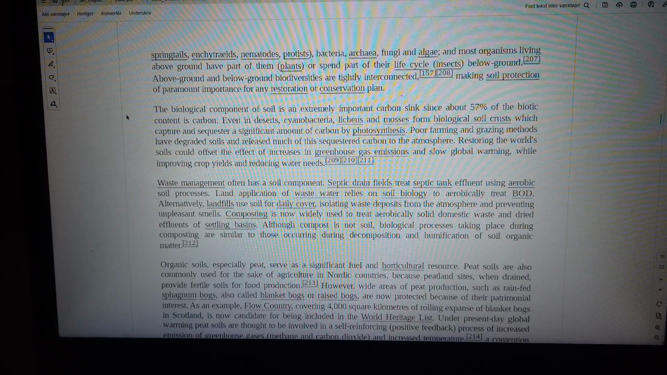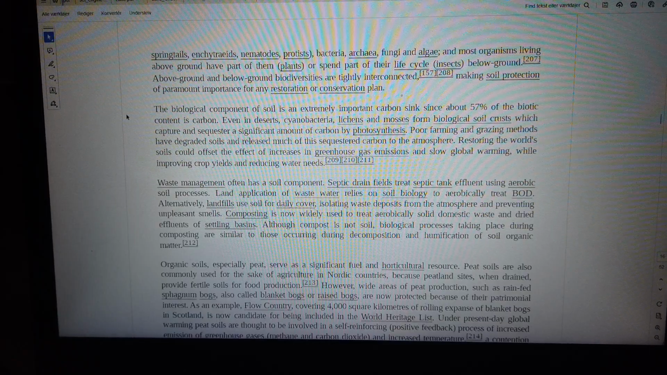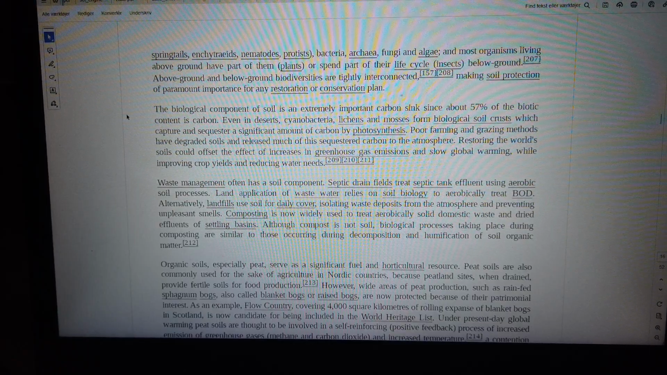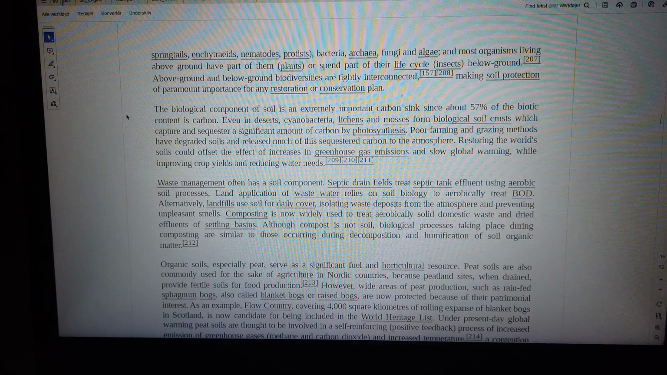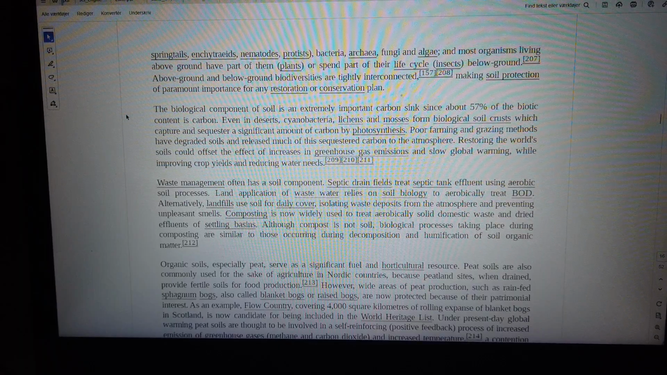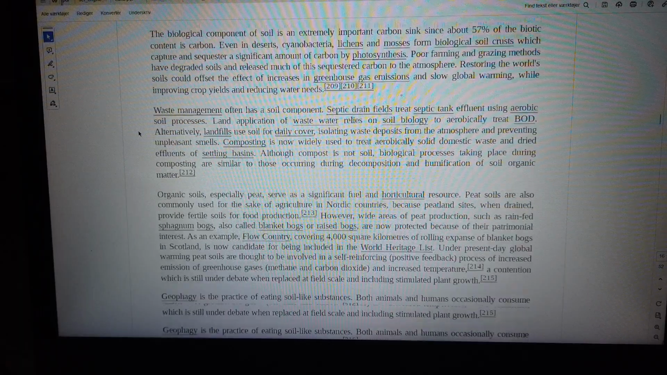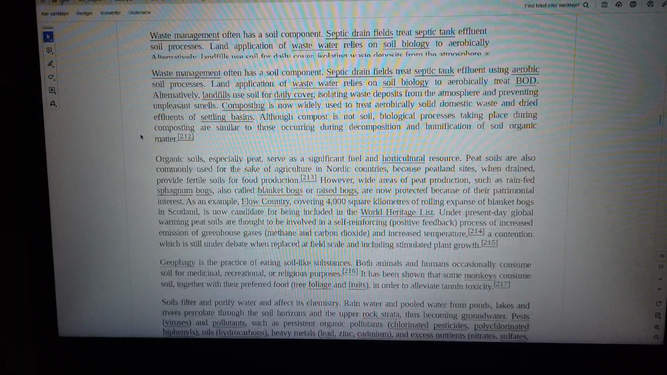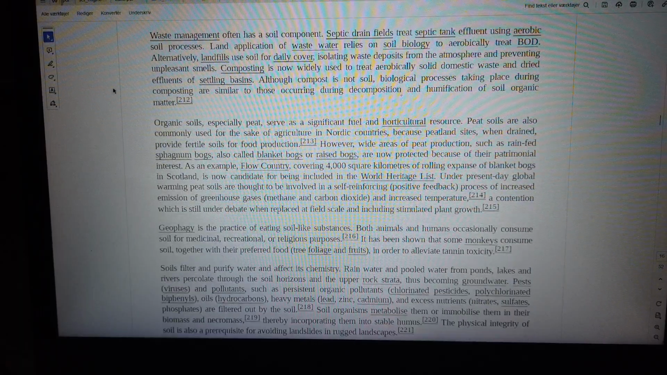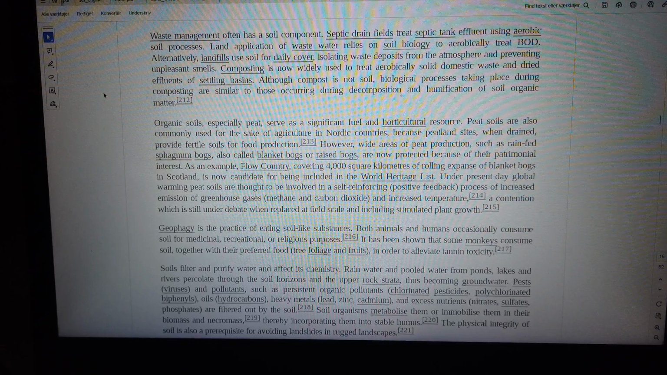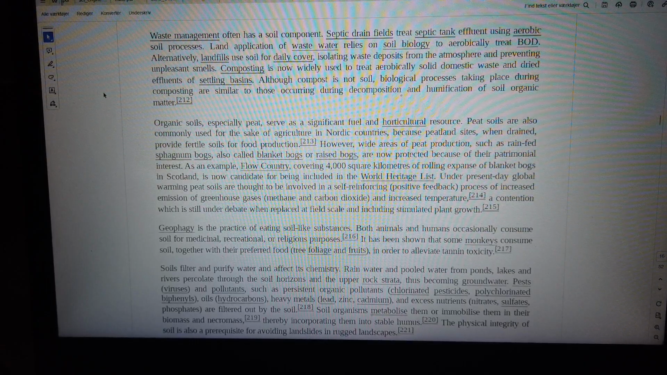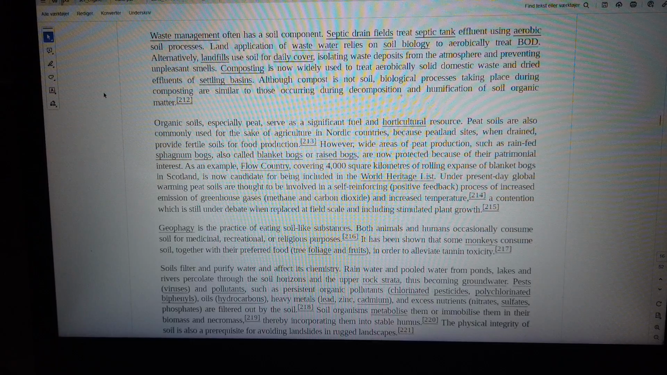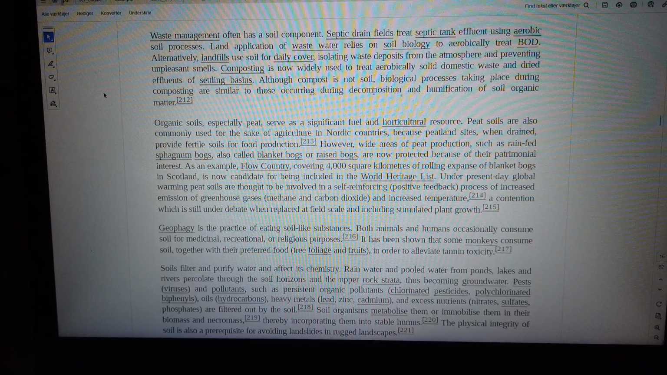Waste management often has a soil component. Septic drain fields treat septic tank effluent using aerobic soil processes. Land application of wastewater relies on soil biology to aerobically treat water. Alternatively, landfills use soil for daily cover, isolating waste deposits from the atmosphere and preventing unpleasant smells.